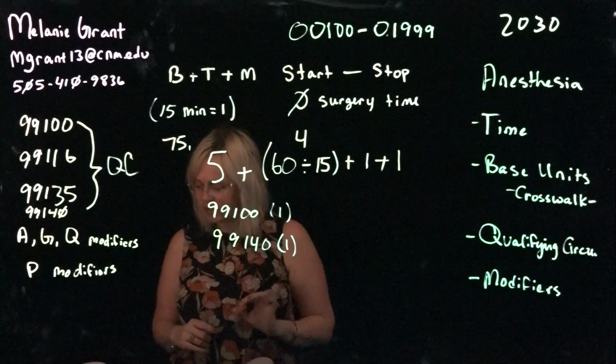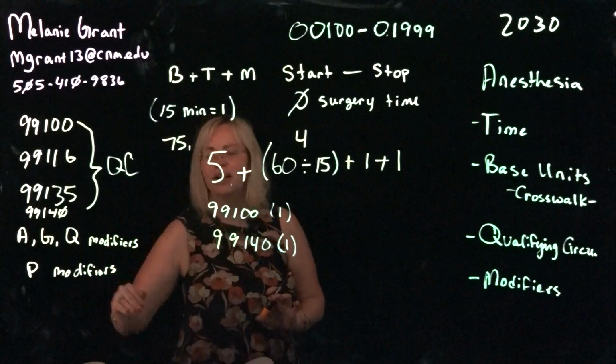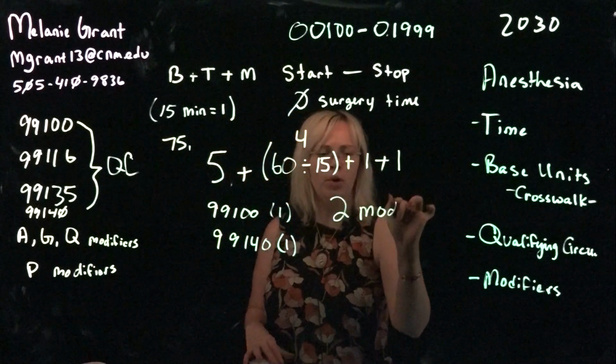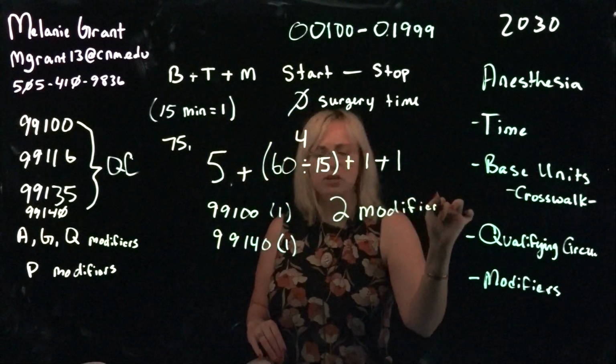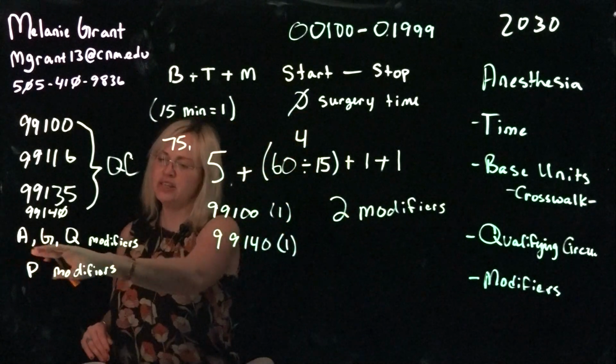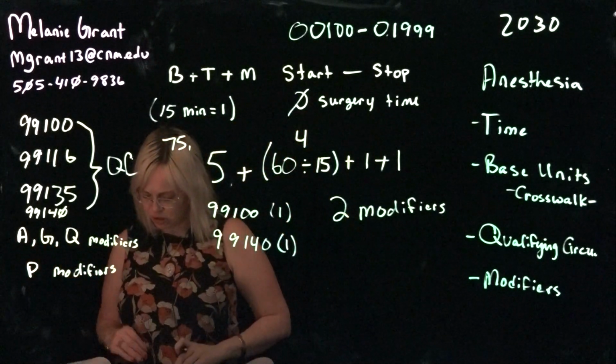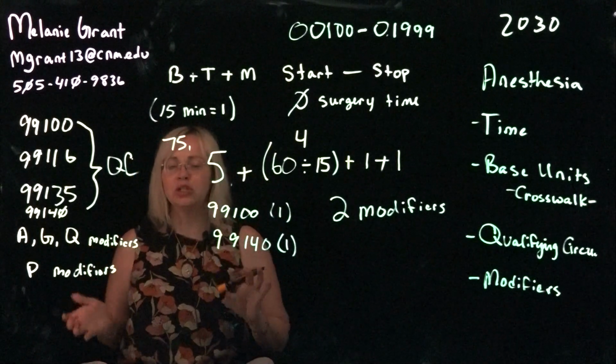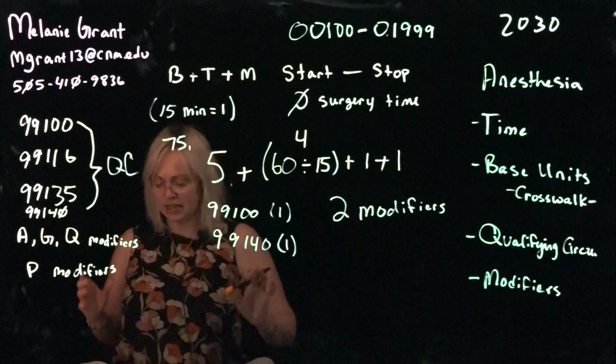Well, there's one more thing that we need to do, and that's apply our modifiers. Anesthesia codes always have 2 modifiers, no matter what. Your first modifier is going to be either A, G, or Q, which you'll find in your reading on page 705, indicating the person who is administering the anesthesia.